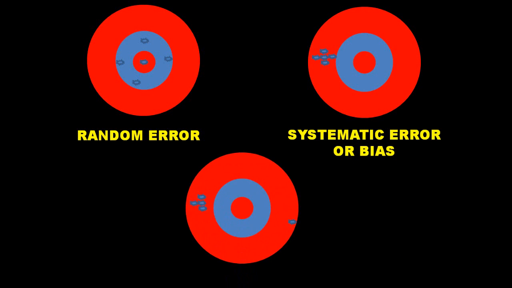In this target here we've got an example of some reasonably good grouping but one outrider. This is an example of gross error or a blunder.